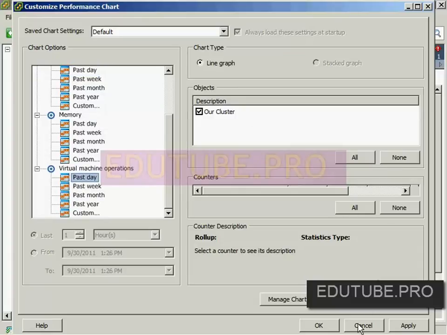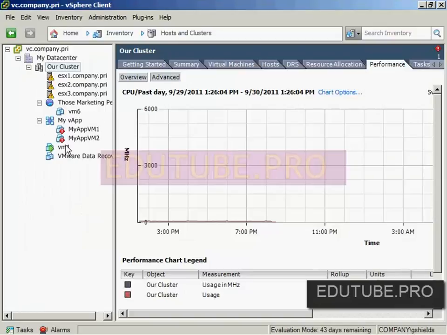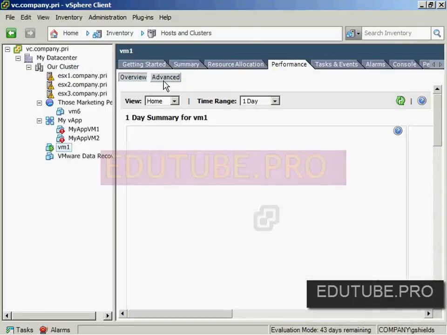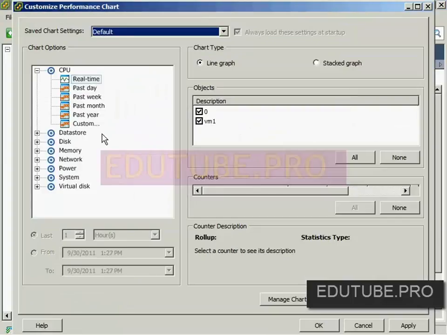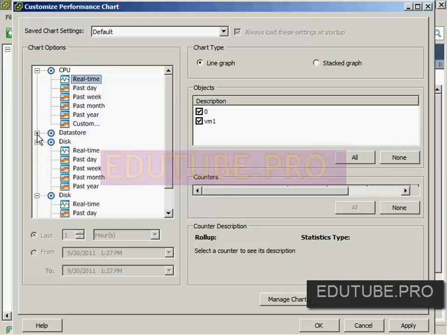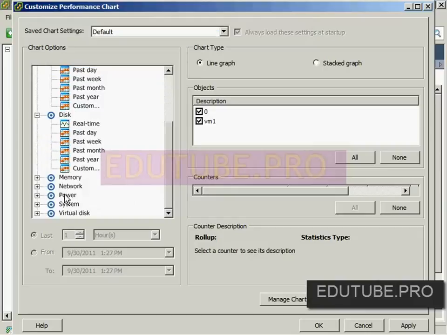If I go down into the virtual machine, then that object may be the virtual machine. But I can see things like CPU information and cluster services information. I can see memory information in here, virtual machine operations. This is good to know. How often do different virtual machine operations actually occur on those systems?